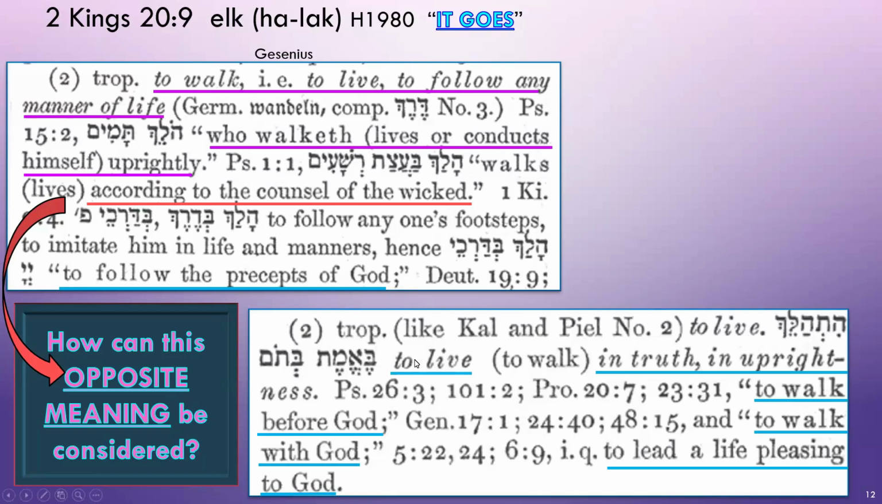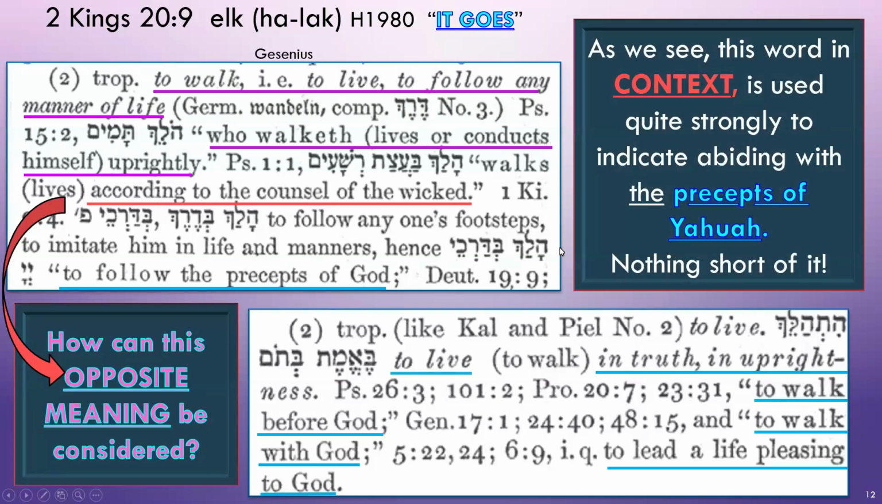But continuing on with this word, halak, to live, to walk in truth, in uprightness. Pretty straightforward there. And you have the verses to search this out. To walk before Yahuwah. That's pretty direct. Doesn't get any more direct than that. And to walk with Yahuwah. To lead a life pleasing to Yahuwah. That's the word halak, those are the definitions. That's some of the authority that was applied to this shadow movement. As we see, this word in context is used quite strongly to indicate abiding with the precepts of Yahuwah. Nothing short of it.